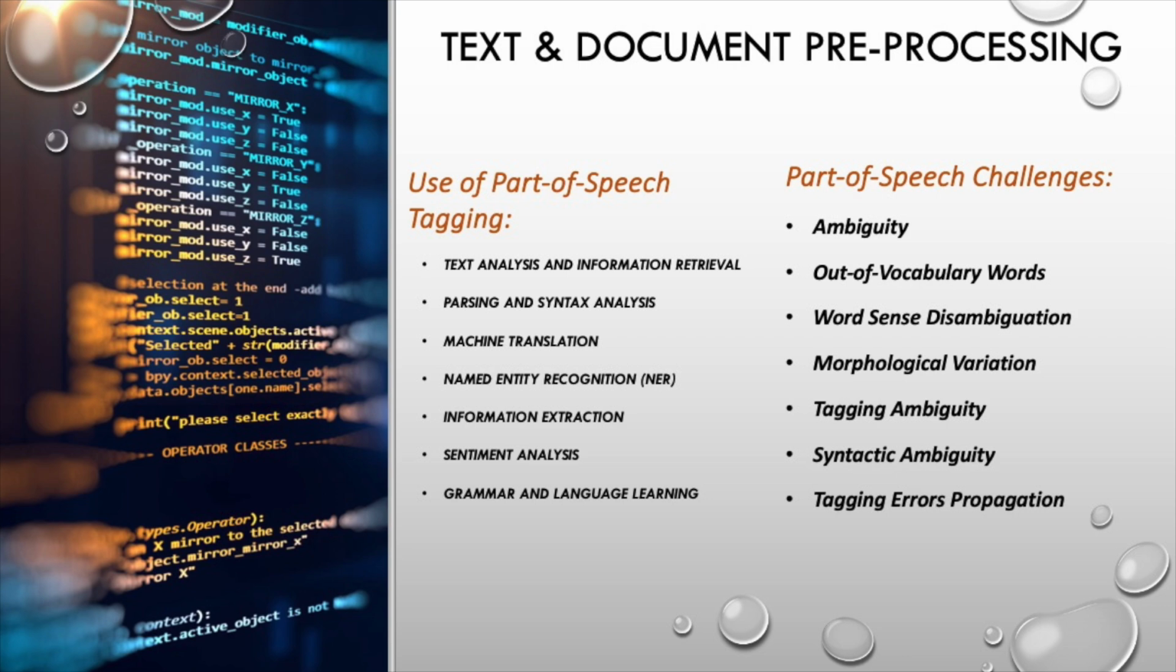Named entity recognition. POS tagging can aid in identifying named entities, such as names of people, organizations, locations, or dates, within a text. By combining POS tags with other NER techniques, it becomes easier to extract and classify these entities accurately. Information extraction. POS tagging plays a significant role in information extraction tasks, where specific information needs to be extracted from unstructured text. By identifying the part of speech of words, it becomes possible to recognize patterns and extract relevant information, such as identifying verbs or nouns related to a particular topic.